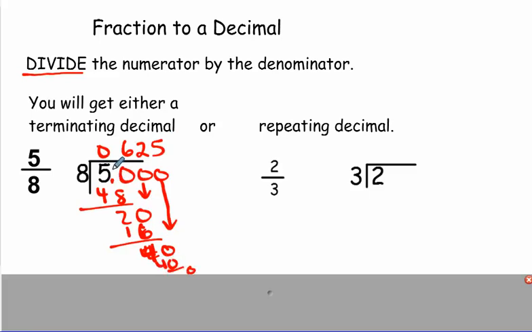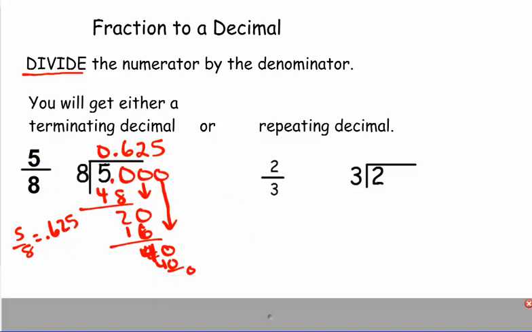Okay, so I'm going to bring my decimal straight up. Okay, so that means 5/8 is the same thing as 0.625 or 625 thousandths. Okay, it's the same thing. Isn't 5/8 a little bit more than half? So this is a little bit more than half. That makes sense.